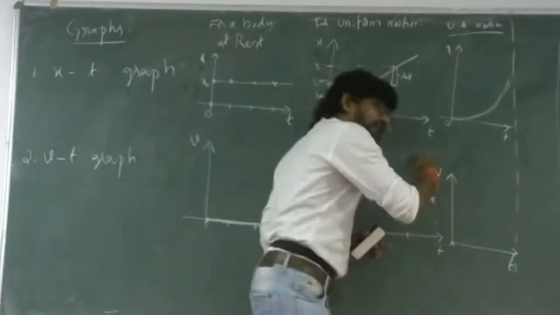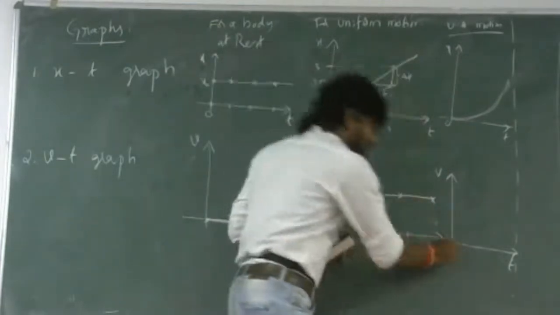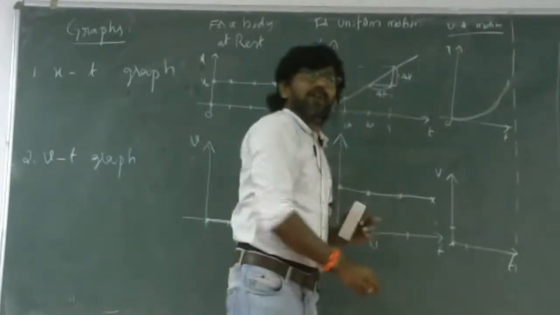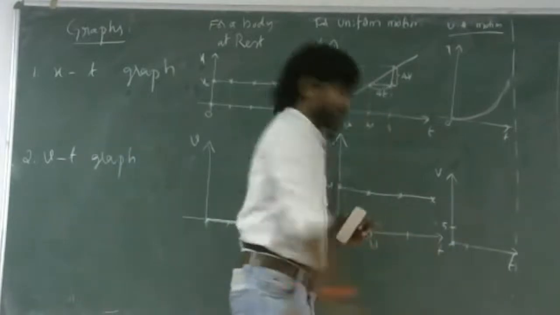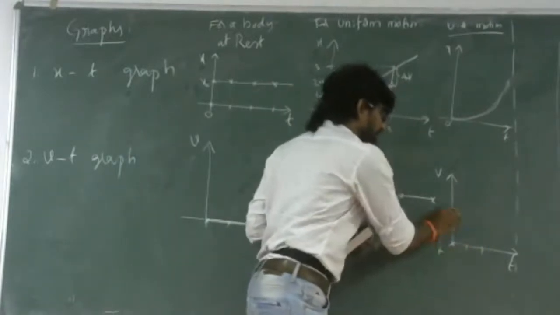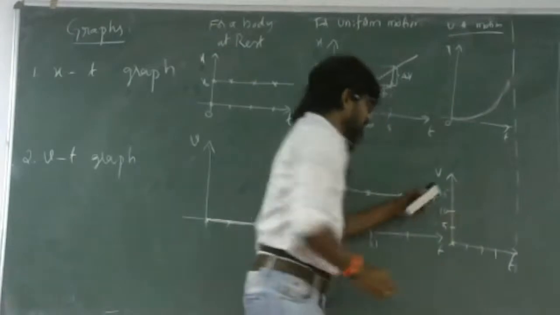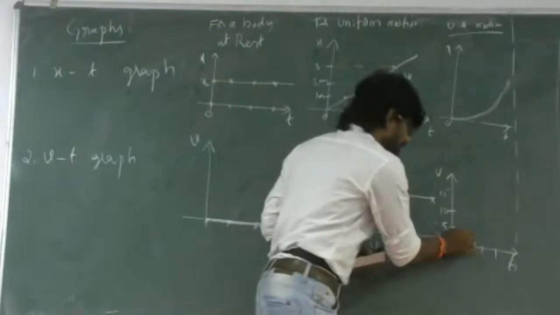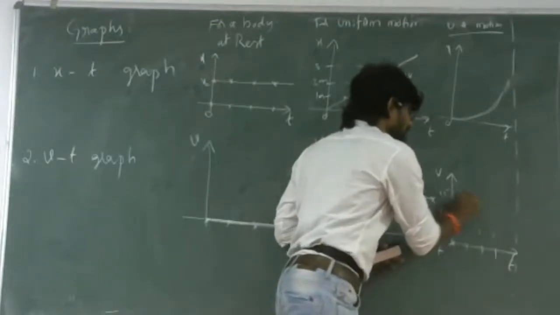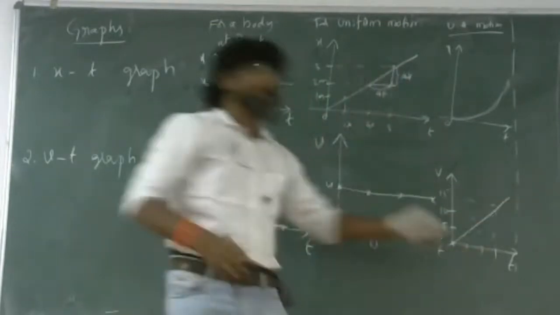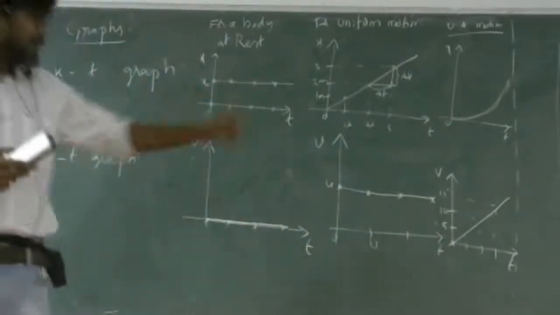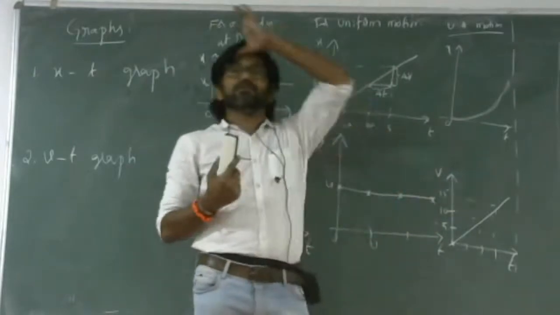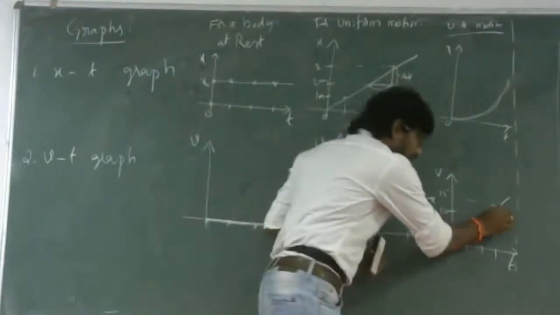So velocity should increase in regular fashion, means at time t equal to 0, the body starts with 0 velocity. After 1 second, it may have some value, let us say for example 5 meters per second. After 2 seconds, 10 meters per second. And after 3 seconds, 15 meters per second. The change in velocity should be constant. So if you observe this, we'll get a straight line inclined to time axis.